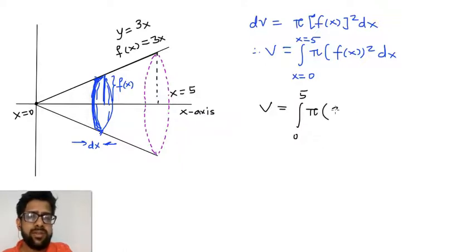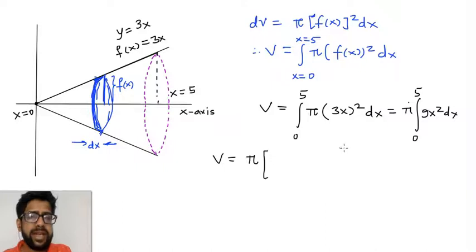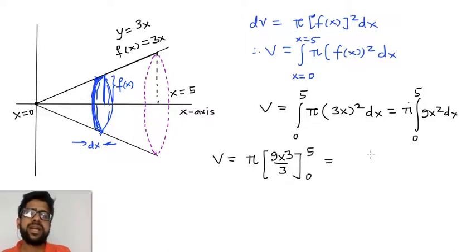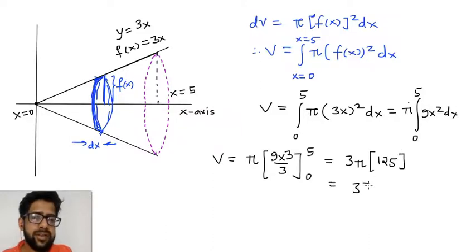Instead of f of x, now we can write (3x) squared dx, which is nothing but pi times the integration from 0 to 5 of 9x squared dx. The volume here will be pi times the integration of 9x squared, which is 9x cubed by 3, and the limits are 0 to 5. So ultimately the volume is 3 pi times 125, or you could say it is 375 pi cubic units.